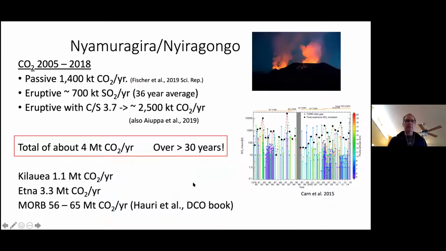And we have quantified, or others have quantified, the CO2 output of Nyiragongo in different ways. But just to give you an idea, it's about 4 megatons of CO2 per year. And that is quite significant. I think Etna is about 3 to 4 megatons. Kilauea is 1 megaton per year. And mid-ocean ridge basalt total is about 50 to 60 megatons per year. So it's a significant amount of carbon that's being emitted from Nyiragongo to the atmosphere over a long period of time, like 30 years or more.